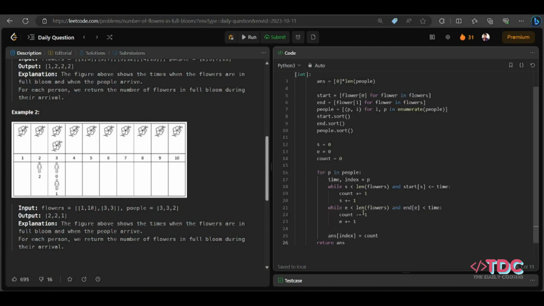answer. So this is all about the code. Thank you guys, that's all for today.